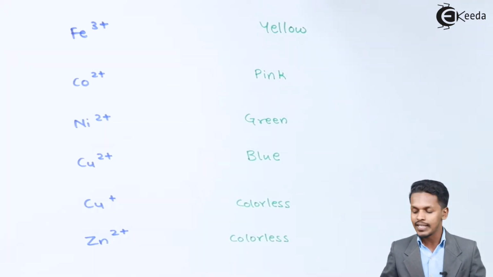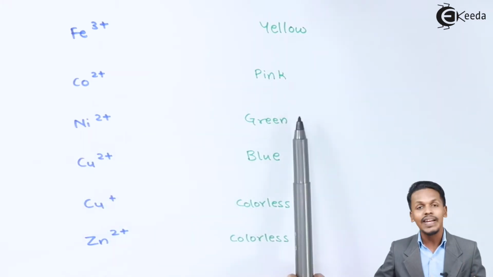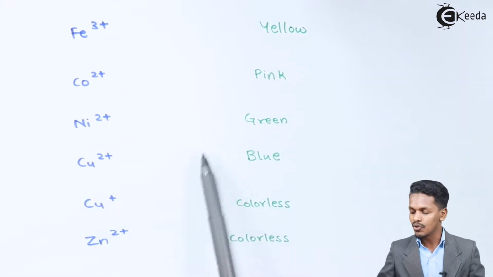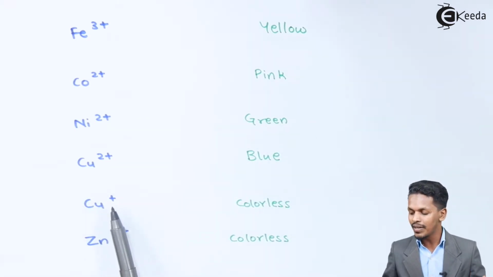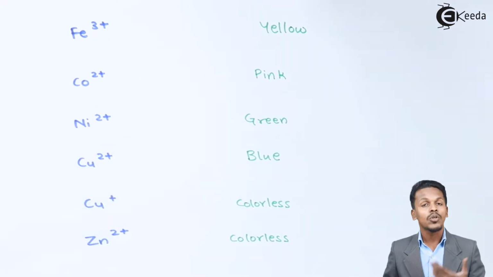The next one is cobalt 2+. Cobalt 2+ is pink in color. Ni2+ is green in color. Cu2+, commonly known as CuSO4, is blue in color. Talking about Cu+, it is colorless. The reason Cu2+ is blue in color is because of the electronic configuration.